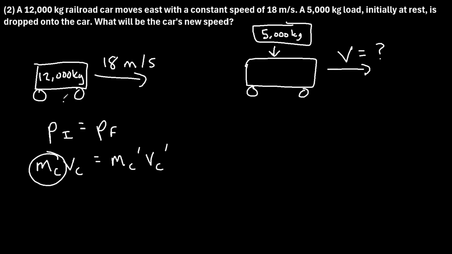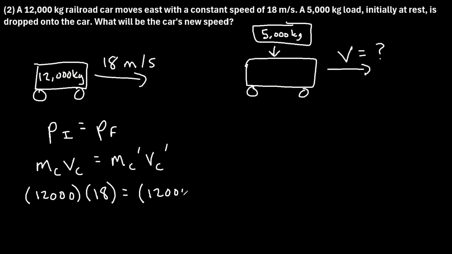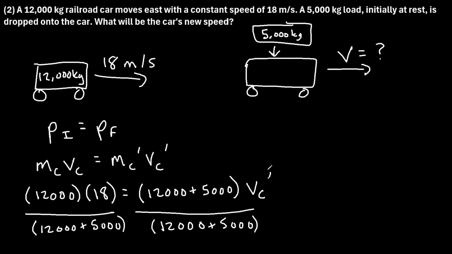The mass of the car is 12,000 kilograms to start with. And we're multiplying that by the initial velocity of the car, which is 18. And that must be equal to the new mass of the car. That's going to be the 12,000 plus the new 5,000 load. And then that's multiplied by the final velocity, whatever that happens to be. So notice, to solve for this final velocity, we just need to divide both sides by this quantity right here. So here's what we get.